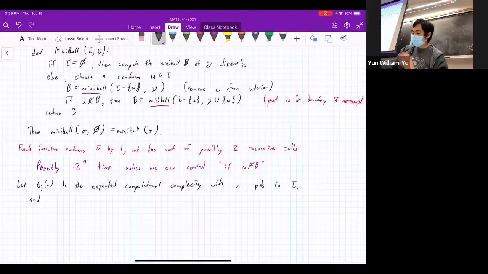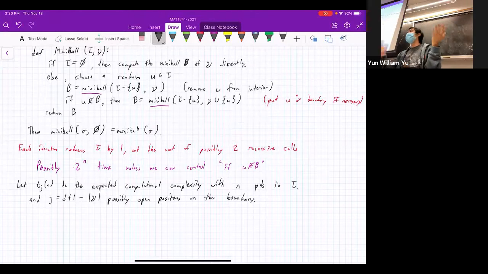And let's let there be n points, and let G be equal to d+1 minus nu, possibly open positions on the boundary. Right, because if you have d+1 points, that would completely define your boundary already. And so there are only so many spots left for the point that you're choosing of whether it's in your boundary or not.